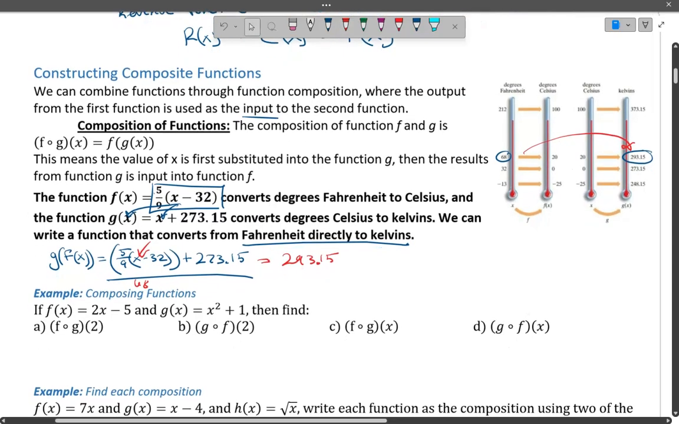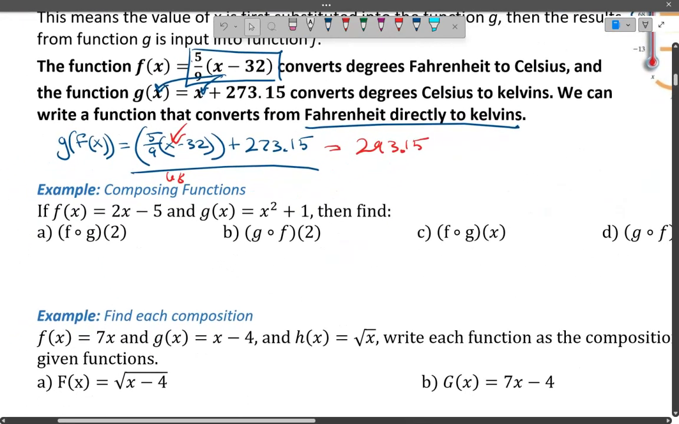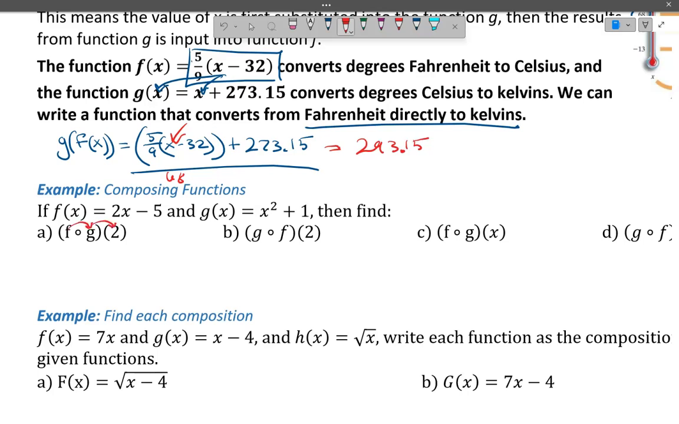So let's see how this works with some cleaner numbers. So I want to compose these functions together, f of g of 2. This means that f depends on g and g depends on 2. So we are evaluating f of g of 2. So we need to start by evaluating g of 2. So we take g of 2, and we see that, okay, well, g is x squared plus 1. So I'm going to have 2 squared plus 1, which ends up equaling 5.